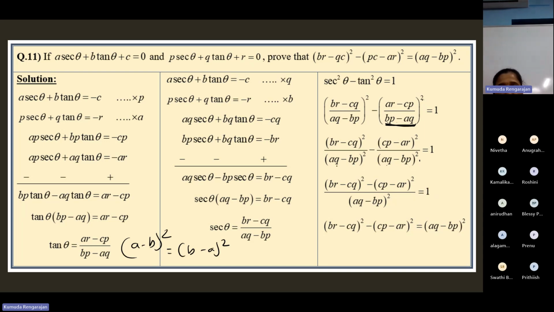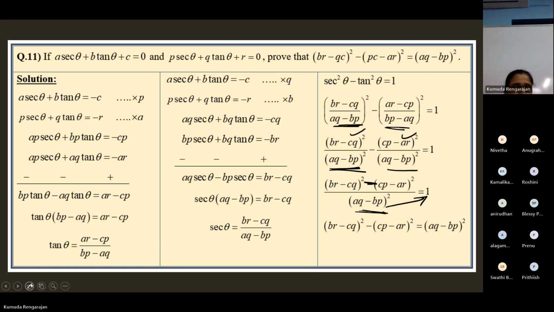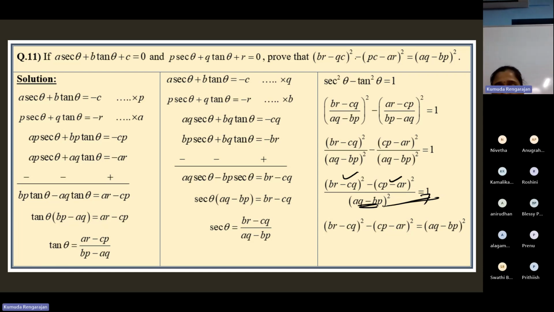Why? Because here we have AQ minus BP. So we want the denominators to be the same. Here, since we have AQ minus BP the whole square, here we have the same thing but opposite order, BP minus AQ. So write this also as AQ minus BP the whole square. So common denominator, AQ minus BP the whole square is common. So then we have these two in the numerator, the minus sign in the middle, and cross multiply. So we'll have this one minus this one is equal to this one. And that's the result.